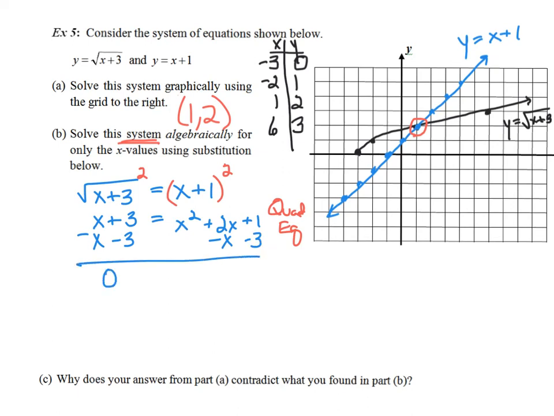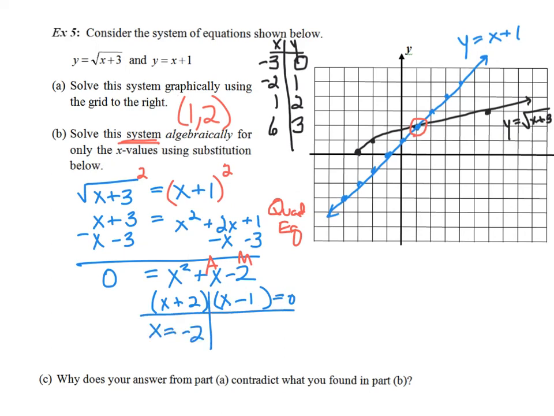So I now have 0 equals x squared plus x minus 2. This is a nice, easy quadratic to factor. So x and x add to give me 1, multiply to give me negative 2. So let's see here. I think my factors are going to be x plus 2 times x minus 1 equals 0. Make your t-bar, and I see two solutions, x equals negative 2 and x equals 1.